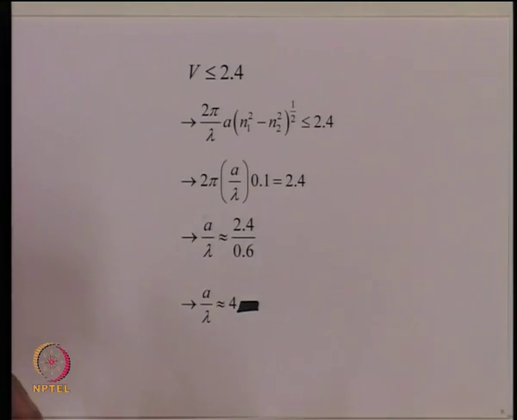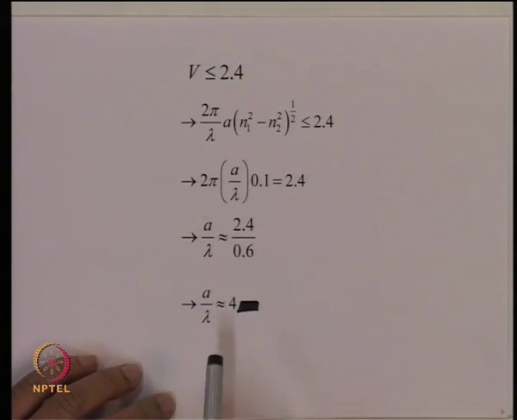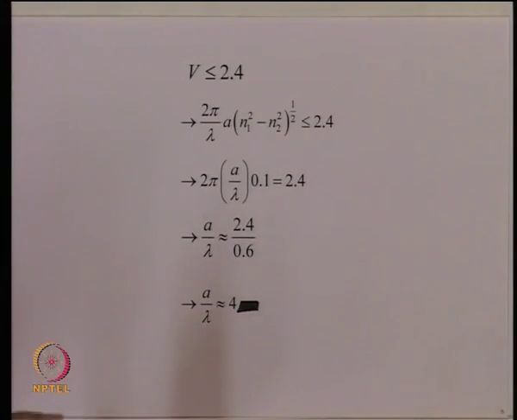So, if I consider a typical operating wavelength, we saw that there are windows at 800 nanometer, 1300 nanometer or 1550 nanometer. That means in terms of microns, it is 0.8 micron, 1.3 micron or 1.55 micron. If I take, just for a rough calculation, lambda equal to 1 micron, then the radius of the fiber should be less than 4 micrometer. Then only the fiber will be a single mode optical fiber.